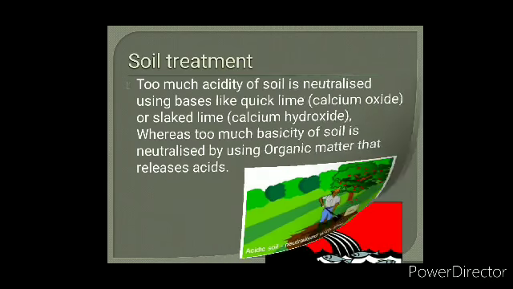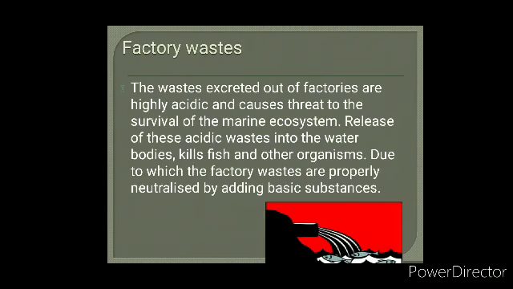Last one is factory waste. As you know, the wastes of many factories contain acids. If they are allowed to flow into water bodies, then it will kill fish and other organisms. The acid will kill fish and other organisms. The aquatic animals can't live in a very acidic medium of water. For that reason, the factory wastes should be neutralized by adding basic substances in an adequate amount.